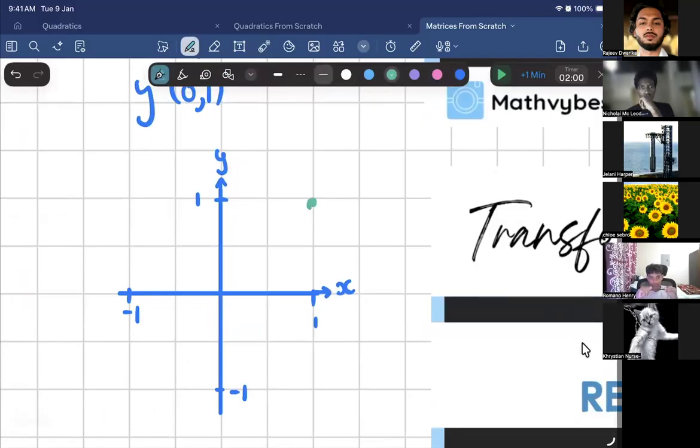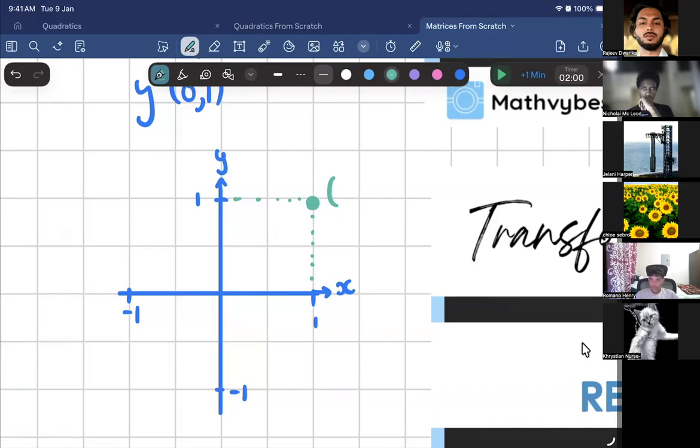Let's just say you are reflecting about the x-axis. What's this point? What's our green point over there? A point is made up of an x and a y value.